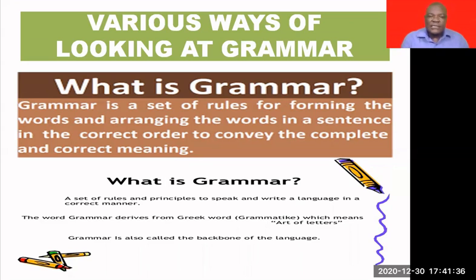Then the second one is, what is grammar? A set of rules and principles to speak and write a language in a correct manner. Of course, we are saying something similar to what we earlier said. Grammar is a set of rules that govern the use of a language. The word grammar derives from the Greek word grammatic, which means art of letters. Grammar is also called the backbone of the language.